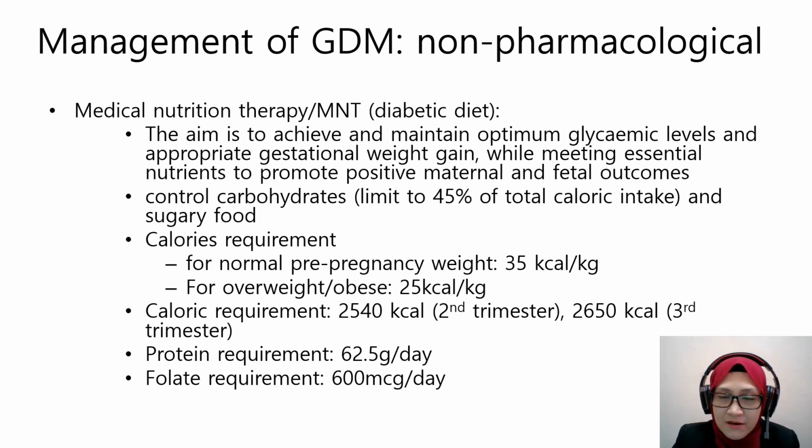For the management of GDM, when the woman is first diagnosed with GDM, we do not give medication straight away. We do not give insulin, or any oral antidiabetic straight away. We ask them to do a diet therapy first. So it's called diabetic diet, and the aim is to achieve and maintain optimum glycemic level. Okay, and also meeting the essential nutrients to promote positive maternal and fetal outcome.